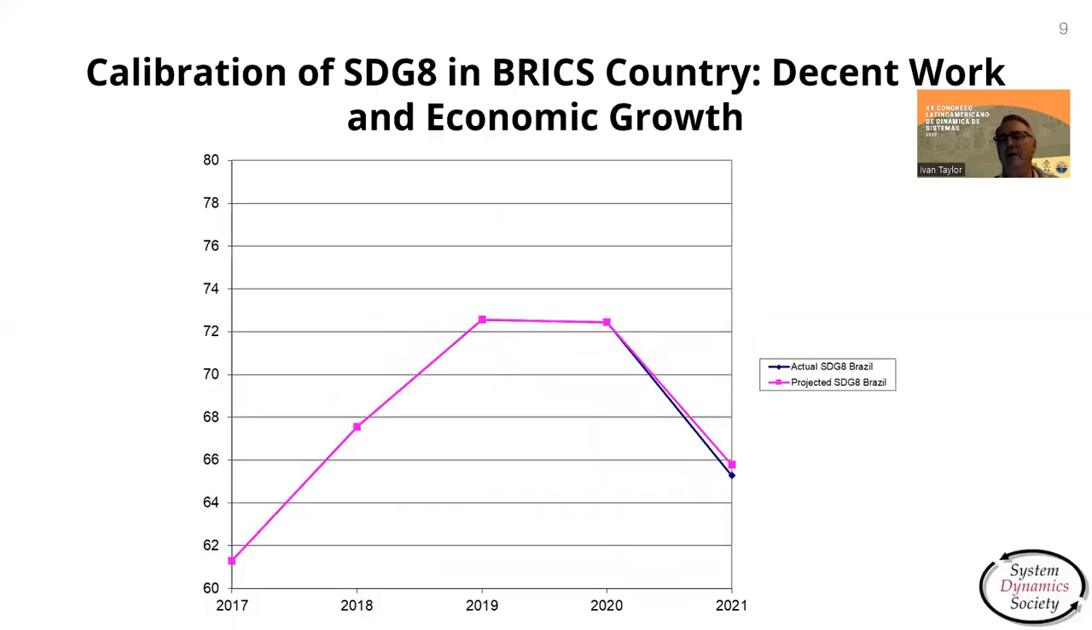So we calibrated the model based on minimizing the sum of squared error between the model and the data. And this is for the BRICS country. You can see that the BRICS country we considered was Brazil. And this is for SDG 8, which is decent work and economic growth. And the actual values in the SDG report are shown in blue, and the model values are shown in pink. So you can see that we got an excellent calibration of the model to match the data.